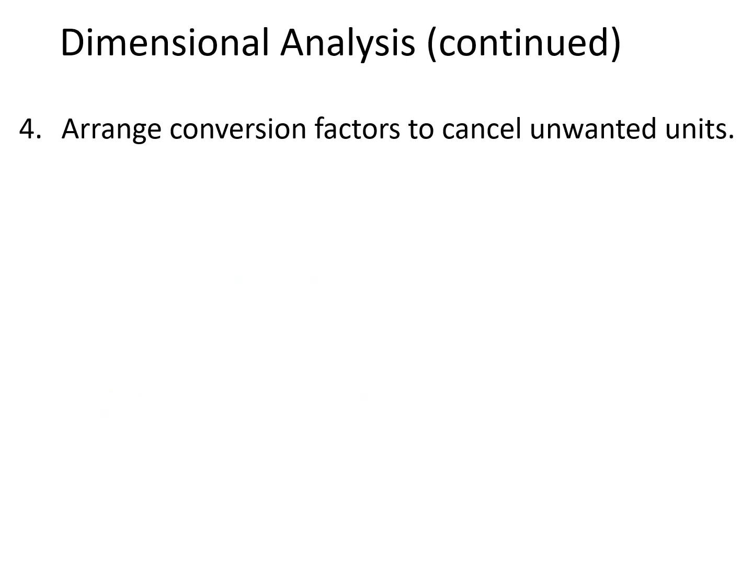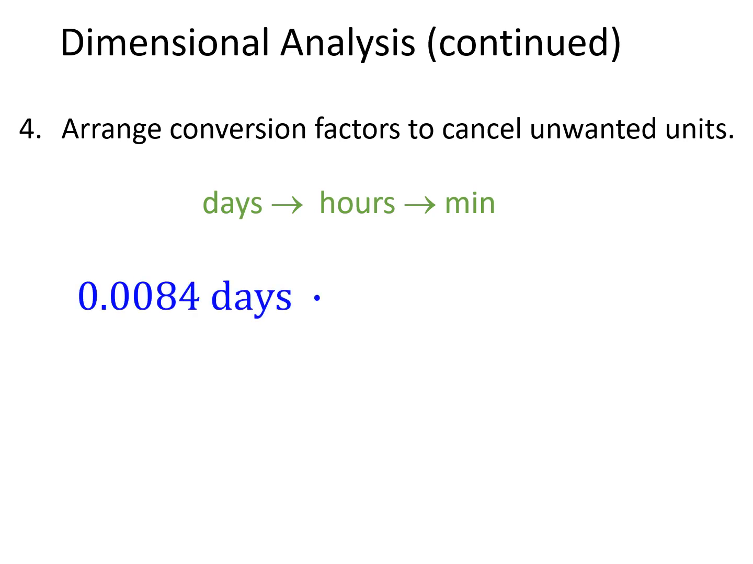So once we know the plan, and again, we can call that the map, it can help us with arranging our conversion factors. So we know we're going from days to hours, hours to minutes. We always want to start with the measurement that was provided, and what we were provided was the 0.0084 days, but we need to convert that to minutes. Before we can go to minutes, we need to go to hours.